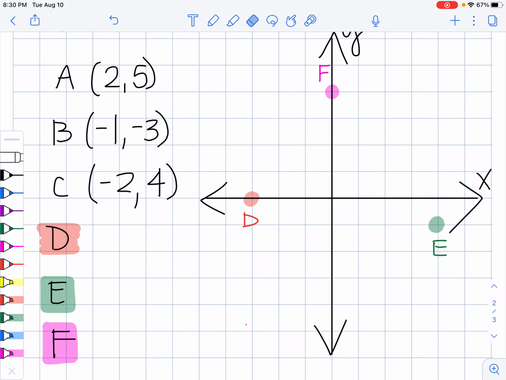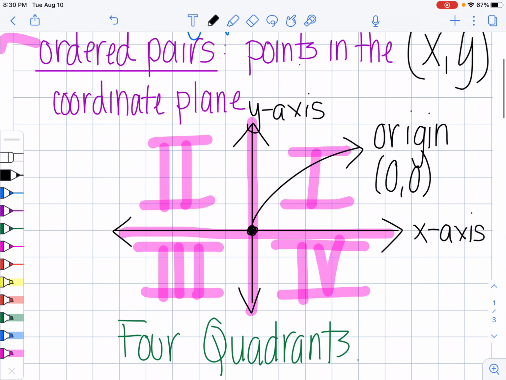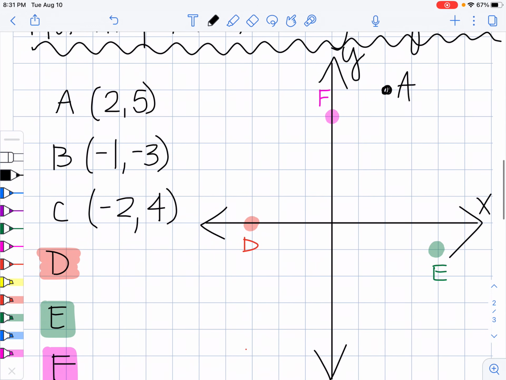Okay, so point A is 2, 5, so I'm going to start here at my origin 0, 0. Remember the x-axis is the one that goes right or left, and I always want to move my x direction first. So I'm going to move 2 to the right, 1, 2, here. And then I'm going to go up 5. 1, 2, 3, 4, 5. So I end up here. This is my point A. And which quadrant is A in? If you look back up here, it's in the top right. The top right one is quadrant number 1.